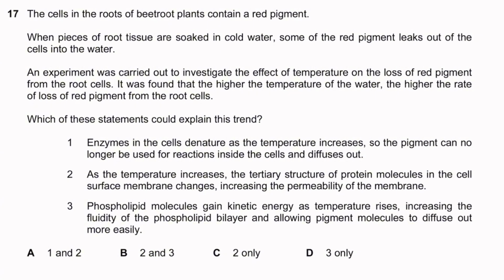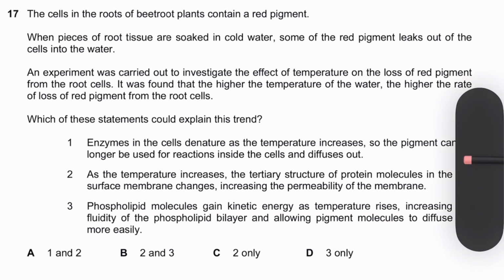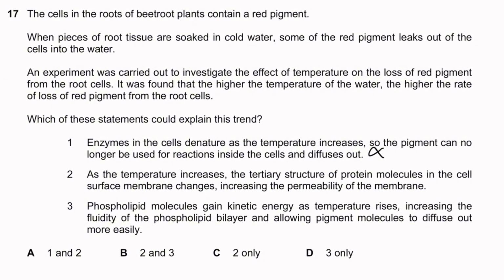Enzymes in the cells denature as the temperature increases, so the pigment can no longer be used for reactions inside the cells and diffuses out. I would assume that if the pigment was used for reactions before, we wouldn't have actually seen it. It would have already been used up. But no, it's not really used for reactions. It's just there because that's how the plant looks.